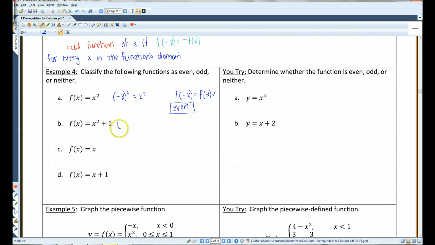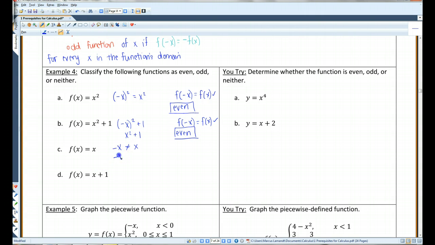Let's try this one. We've got negative x squared plus 1. Once again, negative x squared is just x squared. And what do you know? We get the original function. So this one is also even. Let's try this one. If I plug in negative x, this does not equal x, so it's not even.